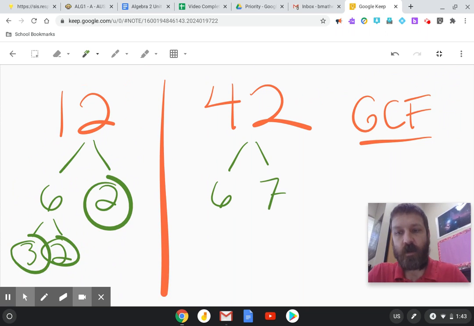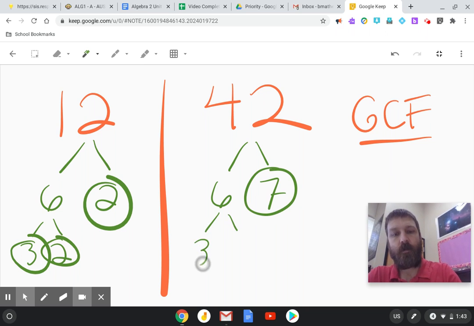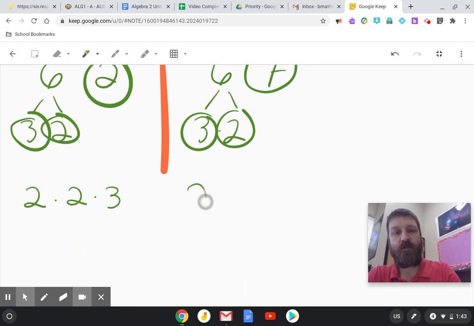You can always use a calculator to find these factors. Just divide things into 42. 2 is a good place to start if you're not sure. And you divide until you can't divide anymore. 7 is prime. 3 times 2, those are prime. So 42 is 2 times 3 times 7.